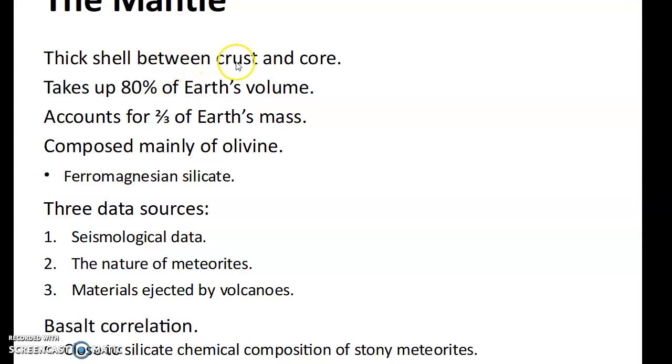The thick shell between the crust and the core is the mantle. It takes up 80% of the Earth's volume, 2/3 of the Earth's mass. This is, as I said, iron, magnesium, silicate type of materials. And we know about it from 3 different data sources: seismological data. We've also examined meteorites that have hit the Earth and material ejected by volcanoes that pull things out of there that consist of materials that came from down below here. And the bulk mantle is closer in chemical composition to stony meteorites. Okay.